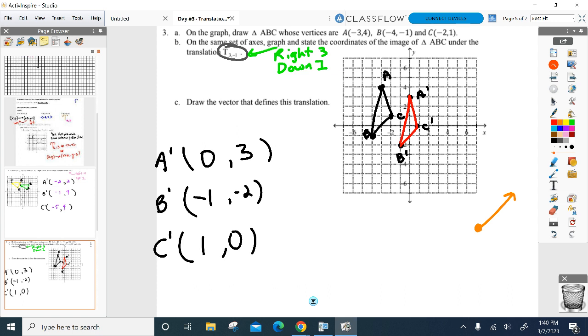Think about it. And there's unlimited answers here. But I thought maybe just by looking at the graph, you could say, oh, if I do this, that shows I'm going right 3 down 1. Thoughts? I don't want to call on anybody here. This is a tougher question.